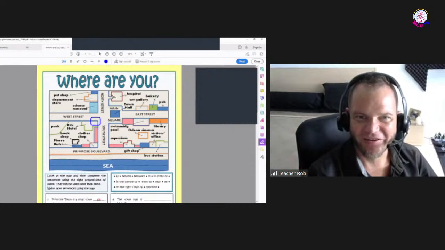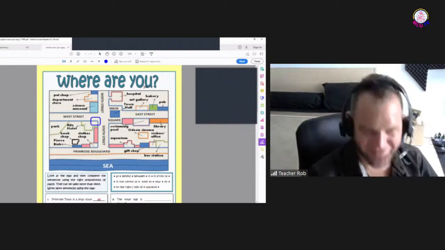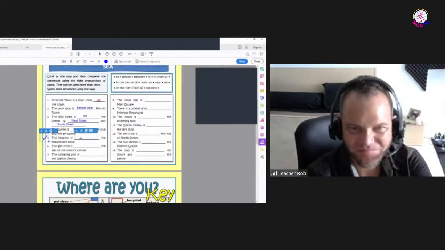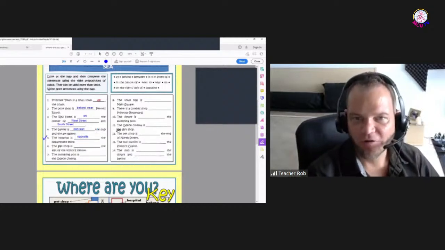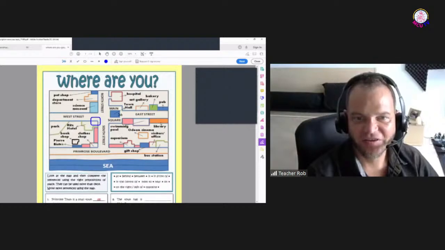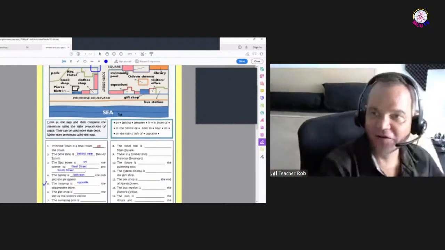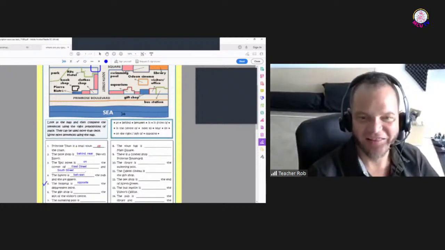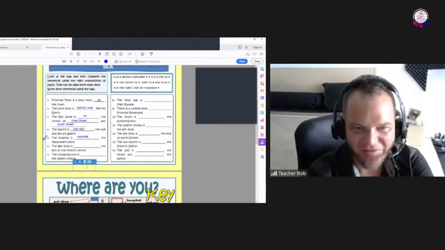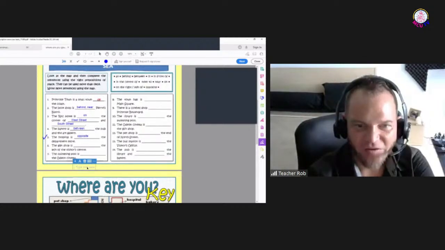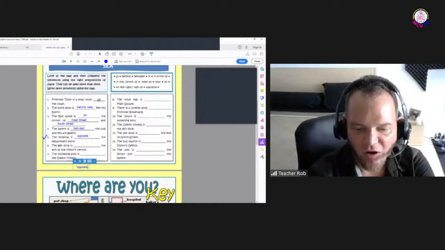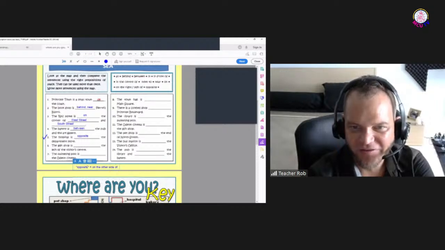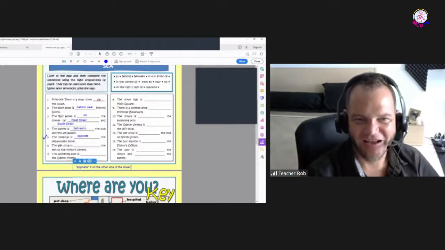What would we use here? Opposite. Very good. So that one, opposite, when we talk about directions, just means on the other side of the street. That's basically what opposite means. Okay, so I'll put this down here so you guys can see it. So opposite means on the other side of the street. Exactly. So that's opposite.